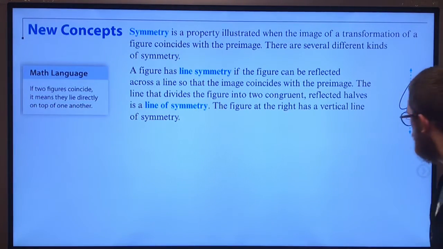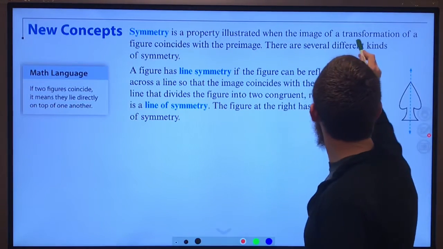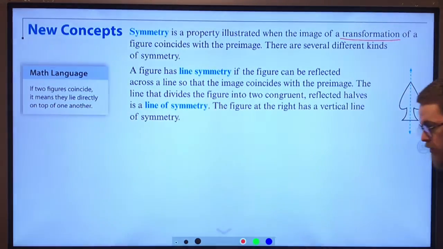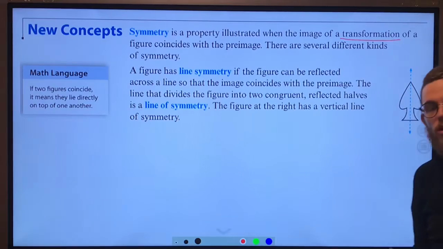We're going to see that the transformation does not have to be a reflection. I know that's what we think of. We think of reflecting it. We're also going to see rotational symmetry today too.